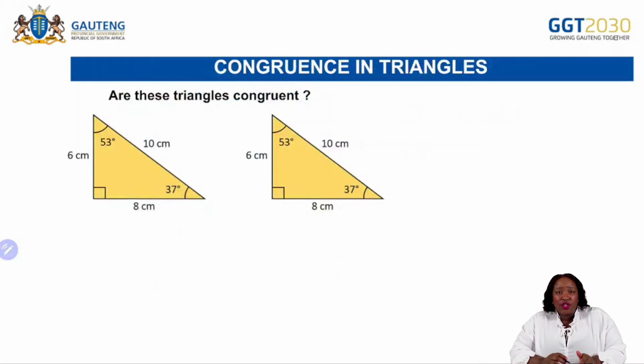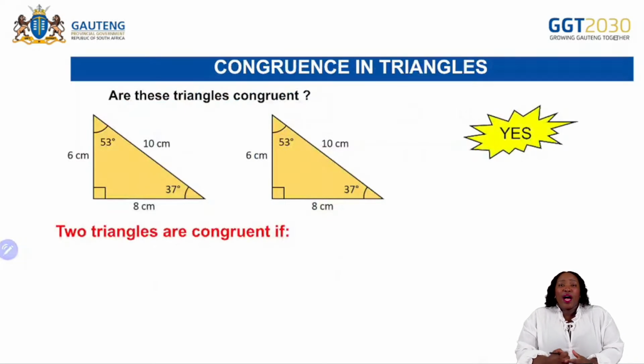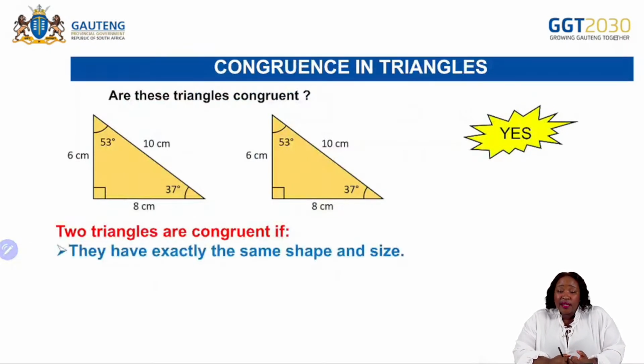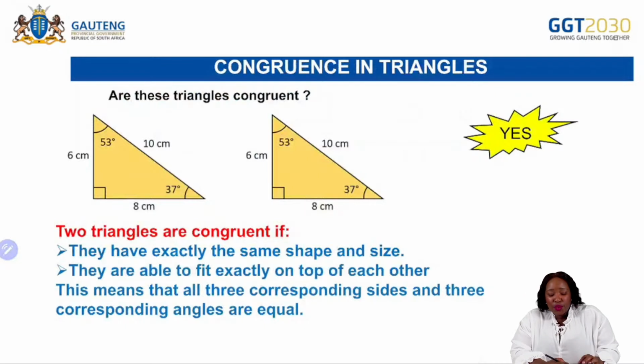The shapes, what type of triangle is this? It's a right angle triangle, right? So yes. So for us to say that triangles are congruent, we need to have exactly the same shape and size. Also, they must be able to fit exactly on top of each other. If I slide the first triangle onto the second triangle, it must fit directly on top of it. That means that all three corresponding sides and all three corresponding angles would have to be equal for that to happen. Now, this is what we're going to do an investigation on.